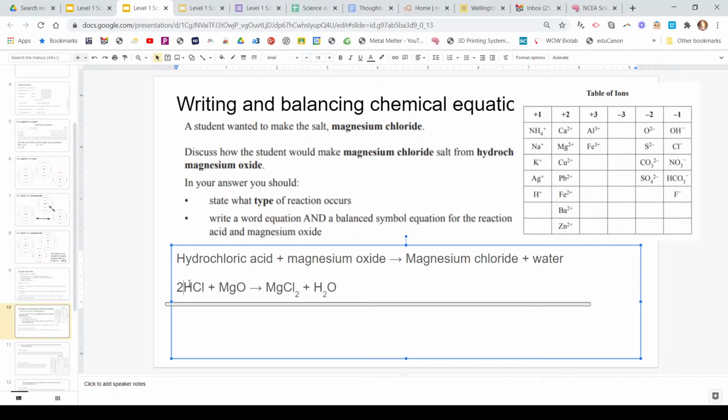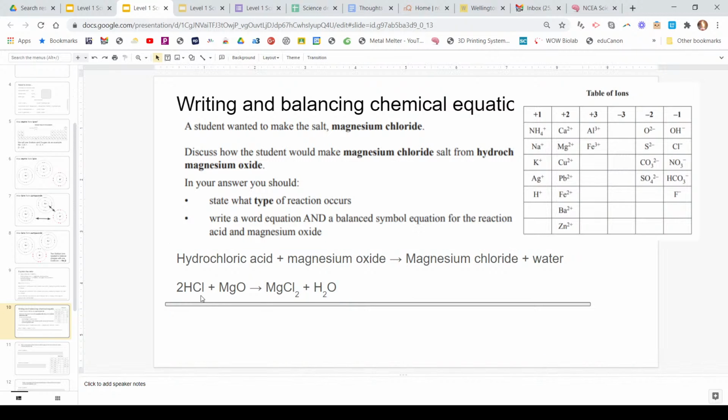Now the hydrogens are balanced, so then I check through the rest of it. Chlorine, well, I've now got 2 of those because of the big number 2 in front, and I've got 2 chlorines on the product side as well. I've got 1 magnesium here, and 1 magnesium here, and I've got 1 oxygen here and 1 oxygen here. So that is now balanced. I would recommend that once you've made any changes to your equation, like by putting numbers in front of things, you go through one last time at the end and just double check from the beginning to make sure that everything is correctly balanced.